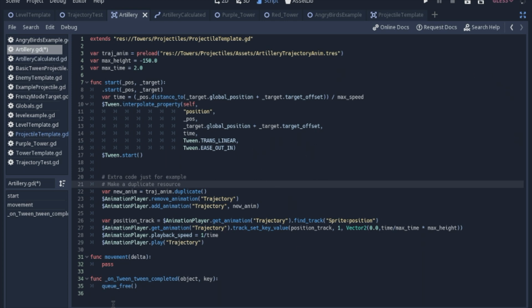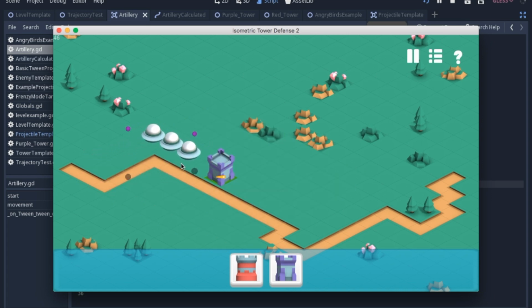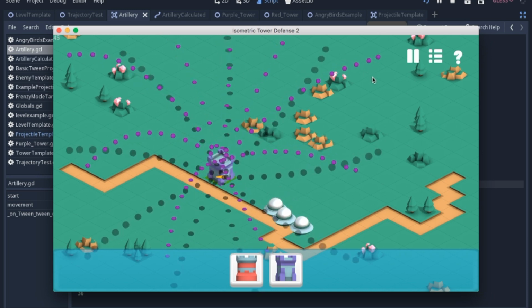And then when that tween again is completed, we'll have a signal that will cue free. I'm not even checking to see if it is the right key or not. I only have that one tween. So what you end up with is this. And since we programmed this last time, still click this button to shoot all of those projectiles out.